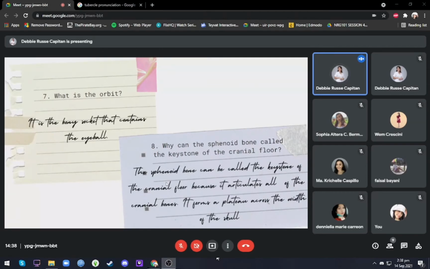Number 8, why can the sphenoid bone be called the keystone of the cranial floor? The sphenoid bone can be called the keystone of the cranial floor because it articulates with all of the other cranial bones. It forms a bridge across the width of the skull.